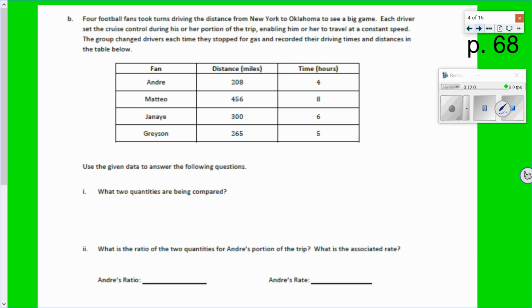Go to page 4. Page 4. Or page 68. Page 4 in my slideshow stage. Okay. Woo, go to Z. Woo.